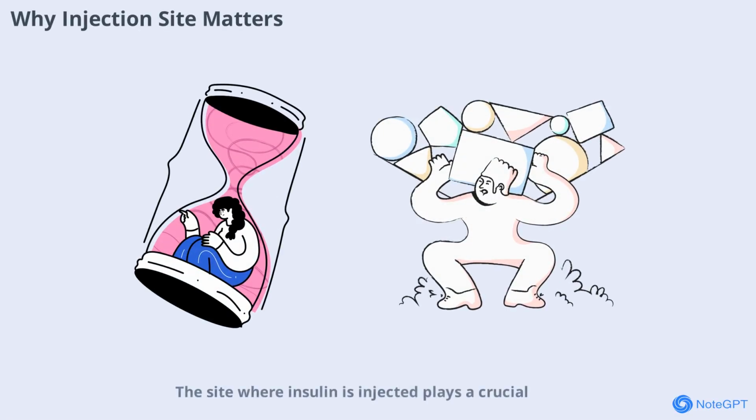The site where insulin is injected plays a crucial role in how quickly and effectively the medication is absorbed. Different areas of the body have varying rates of absorption, which can impact blood sugar control. Consistency in site selection and proper rotation can help ensure predictable insulin action. This is especially important for maintaining stable glucose levels and preventing unexpected highs or lows. Let's take a closer look at why rotating injection sites is so important for long-term diabetes management.